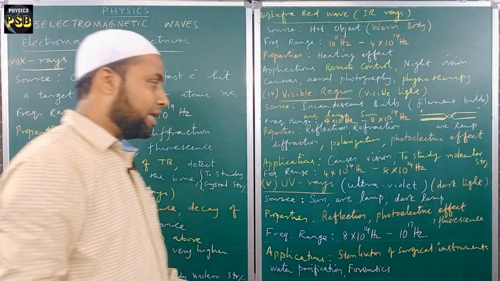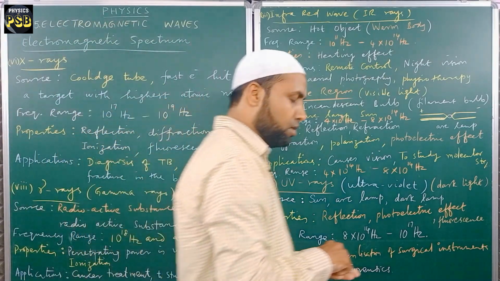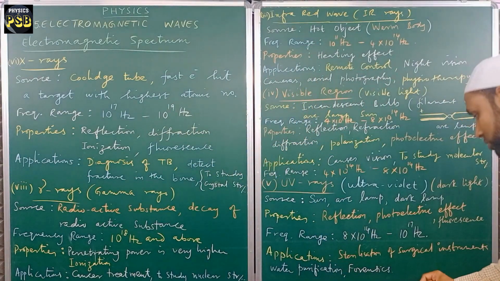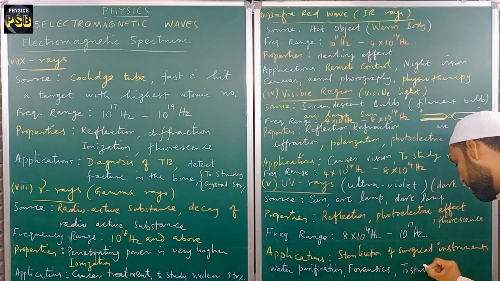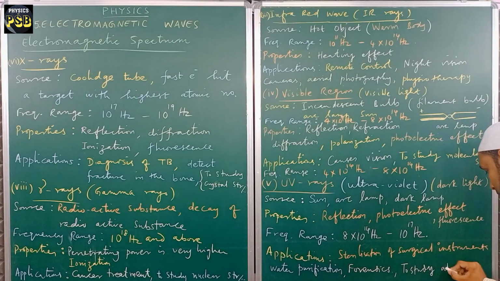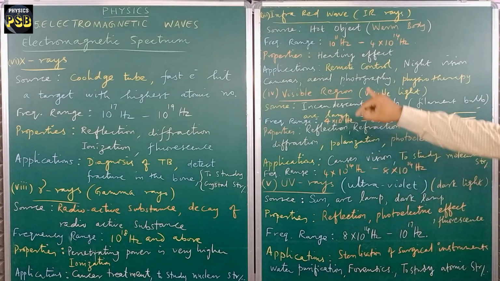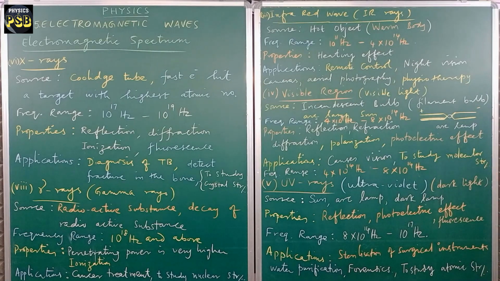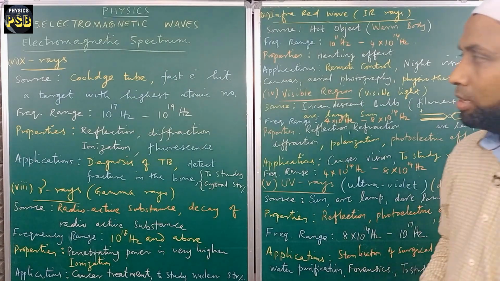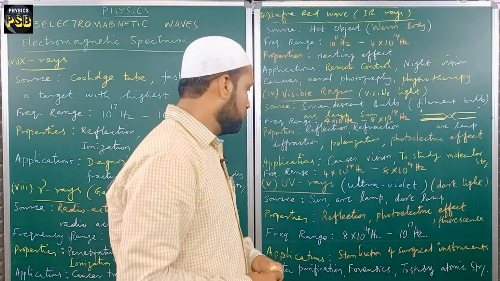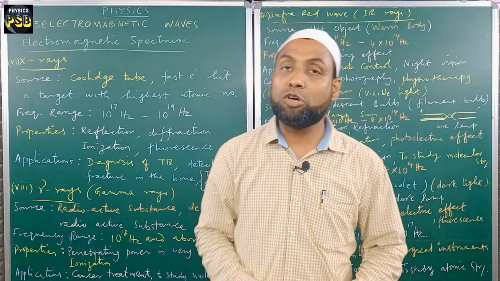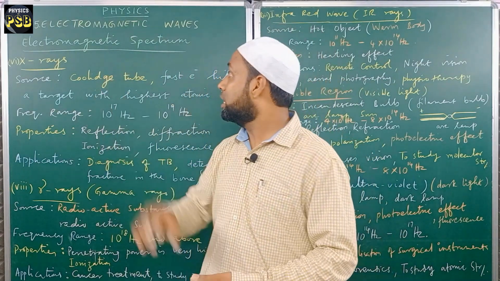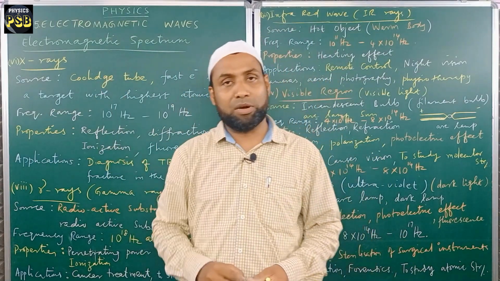Okay, in a similar way, UV rays can also be used to study the atomic structure. And we use visible light to study molecular structure. So these are some of the properties and applications of electromagnetic waves that we find in the electromagnetic spectrum.